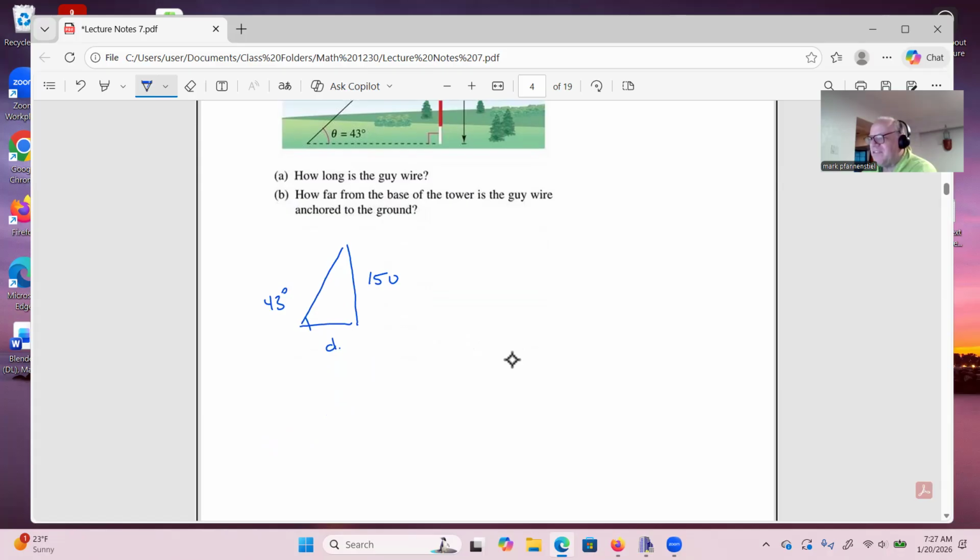Okay, so we're going to say that the tangent of 43 degrees is equal to my opposite, 150, over my distance. And we have to solve for the distance. So we're going to multiply both sides by d. So we have d times tangent of 43 degrees is equal to 150. Tangent of 43 degrees is going to be a number, so we can divide by it. So we have d is equal to 150 divided by the tangent of 43 degrees.